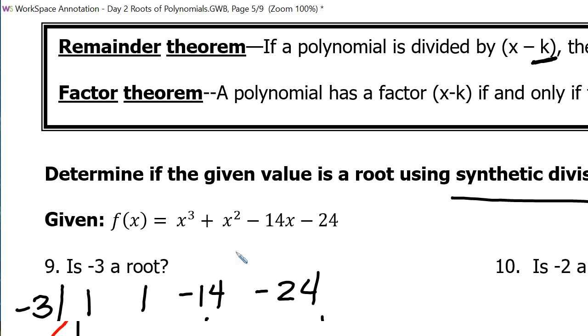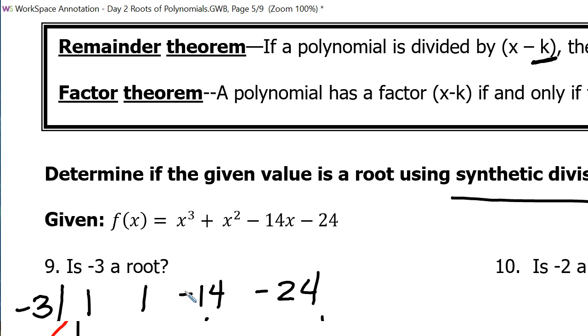And this last number is called your remainder. And from the factor theorem, if that remainder is equal to 0, that means yes, it's a root. So your answer is yes. So if the remainder is 0, the answer is yes.